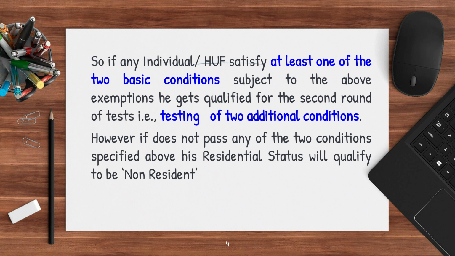So, if an individual or Hindu undivided family satisfies at least one of the two basic conditions, subject to the exemptions, he gets qualified for the second round of tests, the testing of the two additional conditions. However, if he does not pass any of the two conditions specified above, his residential status will become non-resident, and we do not have to move on to testing the two additional conditions. So if he fulfills one of the two basic conditions, we move on to testing the additional conditions.